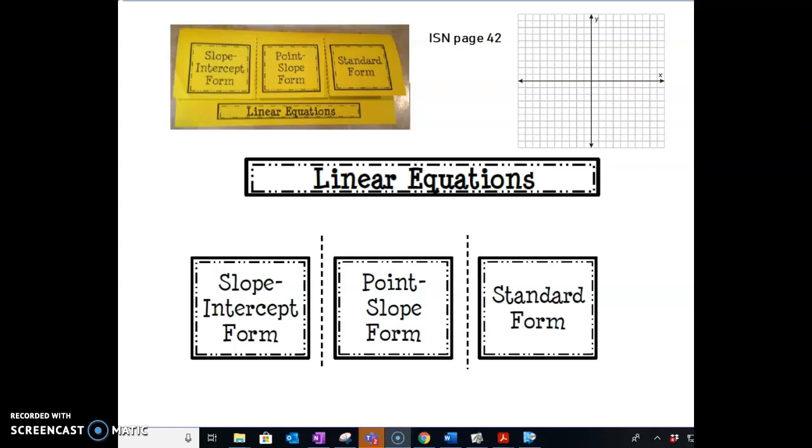Hi, this is the notes for linear equations. It's in your ISN, page 42. These are just different ways to write a line.